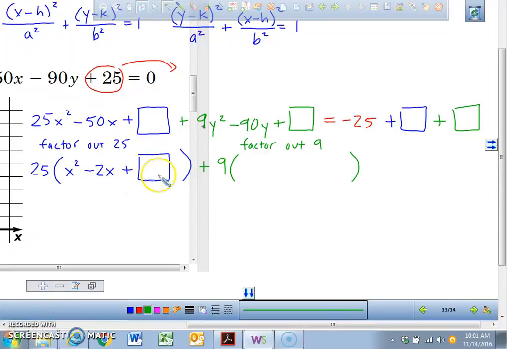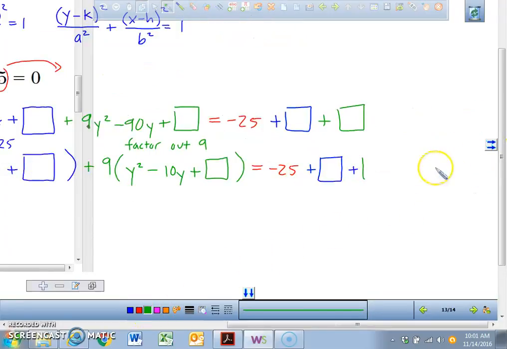So now that we factored out a 25, we're now going to factor out a 9, which leaves us with a y squared minus, when I factor out a 9 out of here, what am I going to be left with? 10, right? Minus 10y. Equals negative 25 plus whatever I'm going to get inside of here and the value is going to go in the green box.